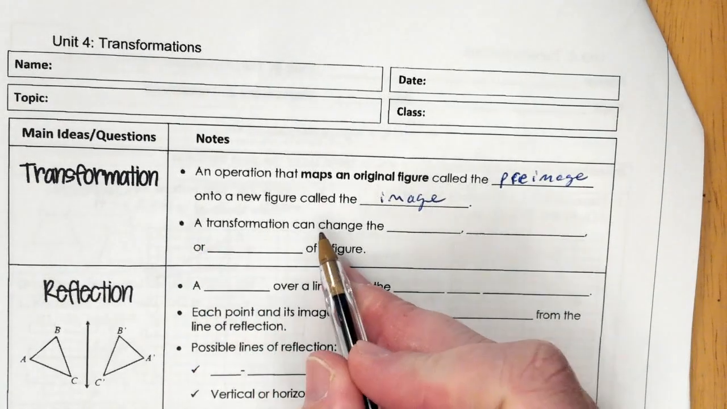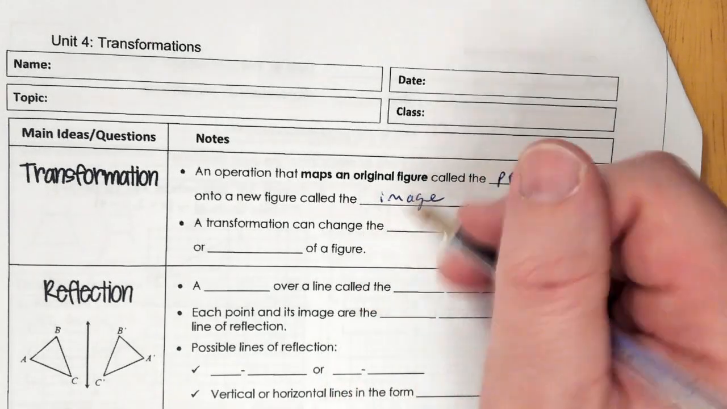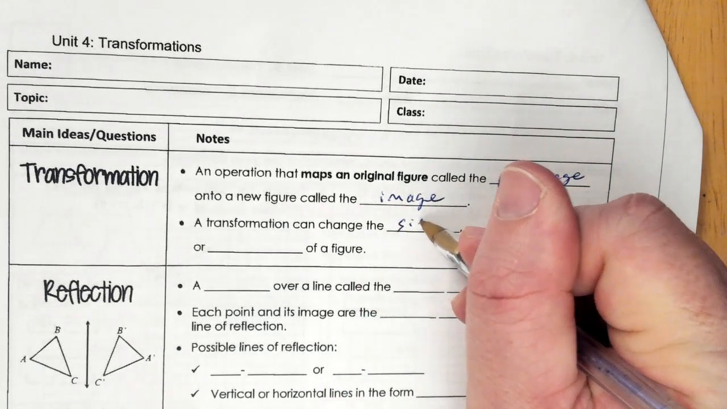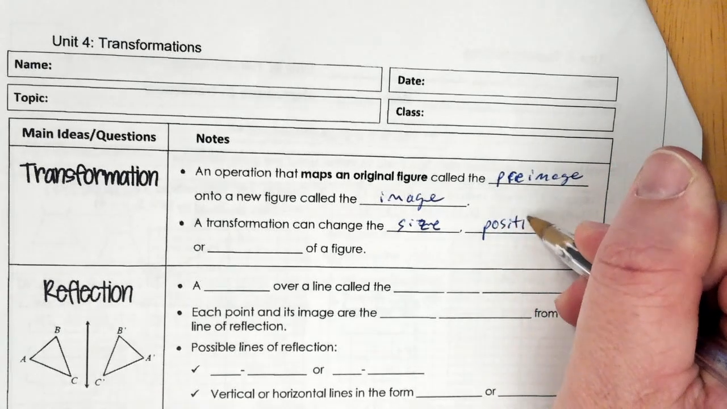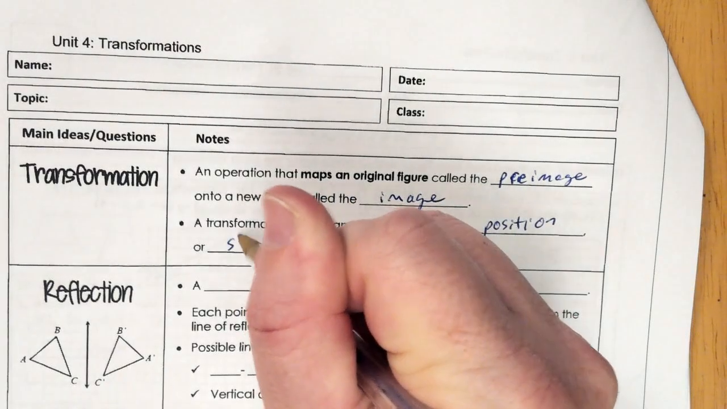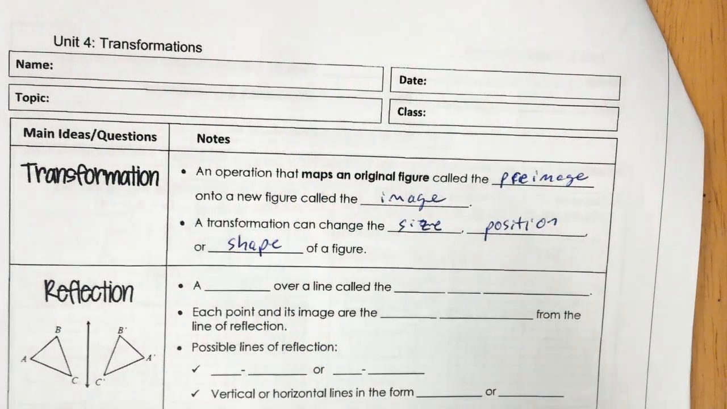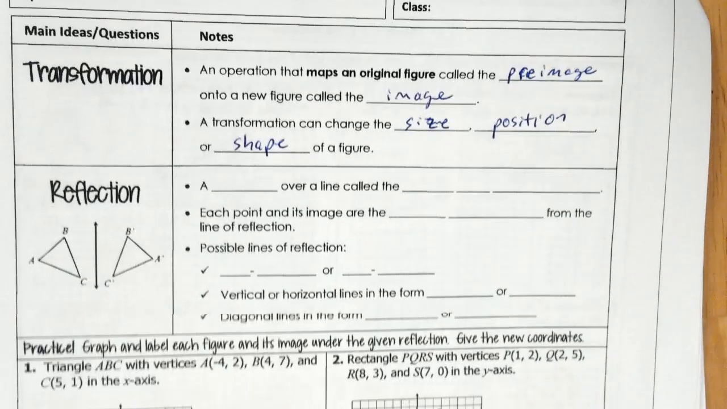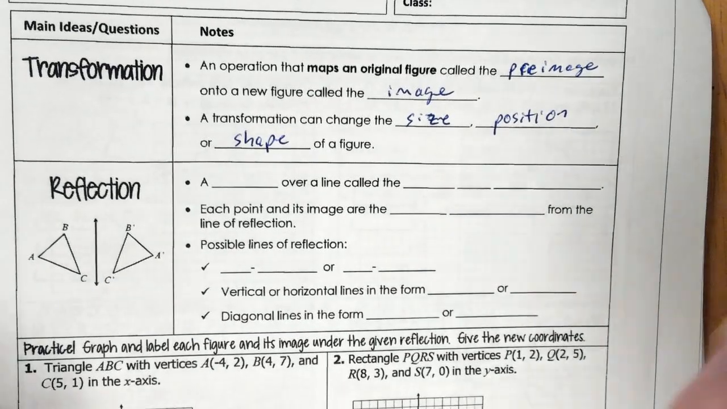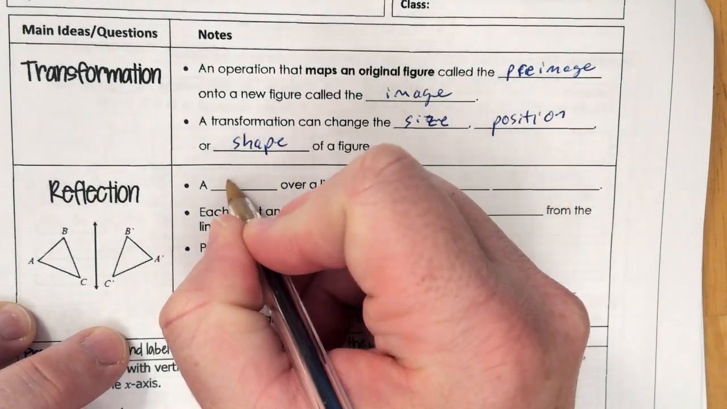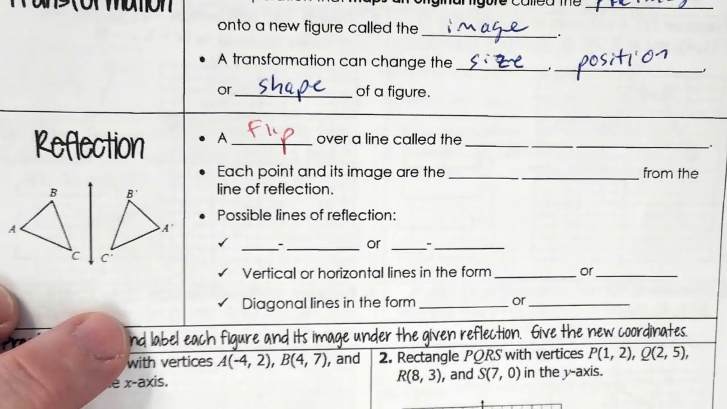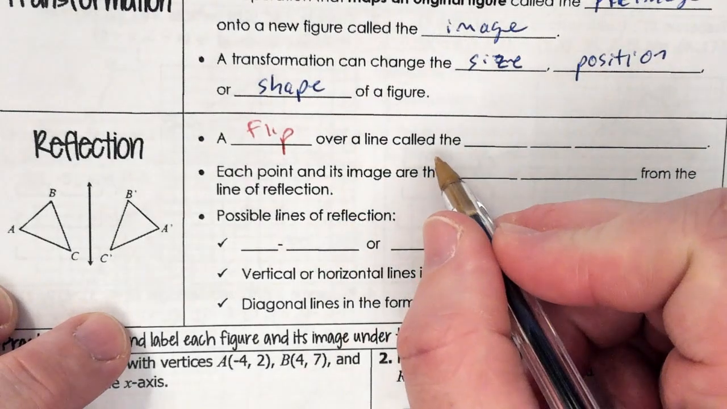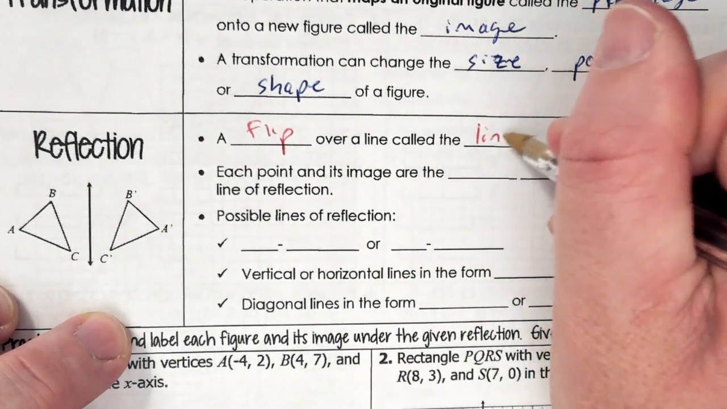A transformation can change in size, position, or the shape. All right, so that's any transformation. Specifically about reflection, which is what we're talking about today, is a flip. Let me zoom in just a little more here. So a flip over a line called the line of reflection.